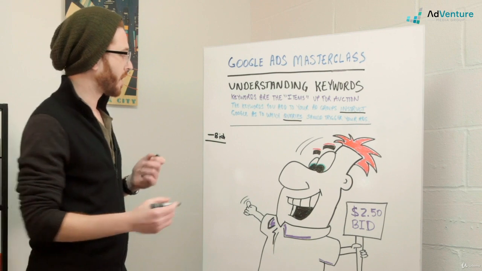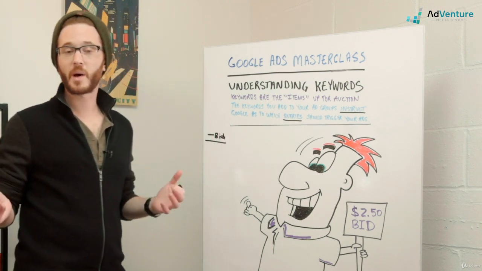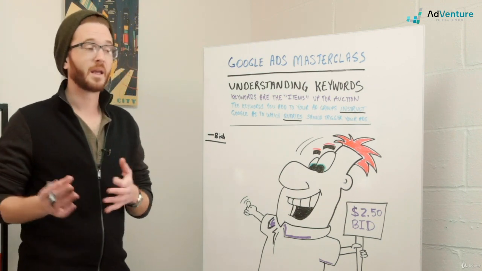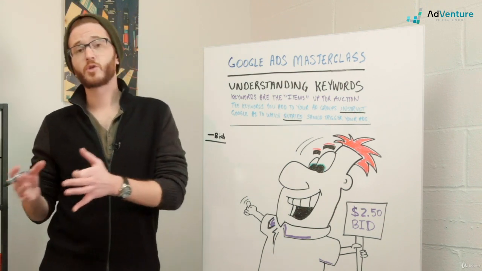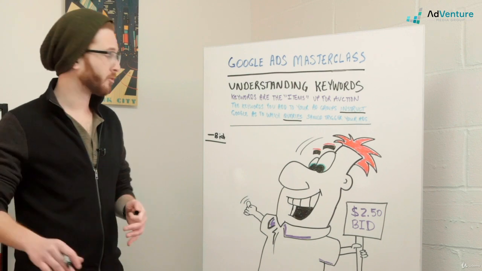Okay, don't forget that whether you're using target CPA bidding, maximize clicks, target ROAS, or manual CPC bidding, there's always a bid. It might not be that you're controlling that bid if you're not using manual CPC bidding, if you're not choosing the specific bid for every single keyword in your ad group.